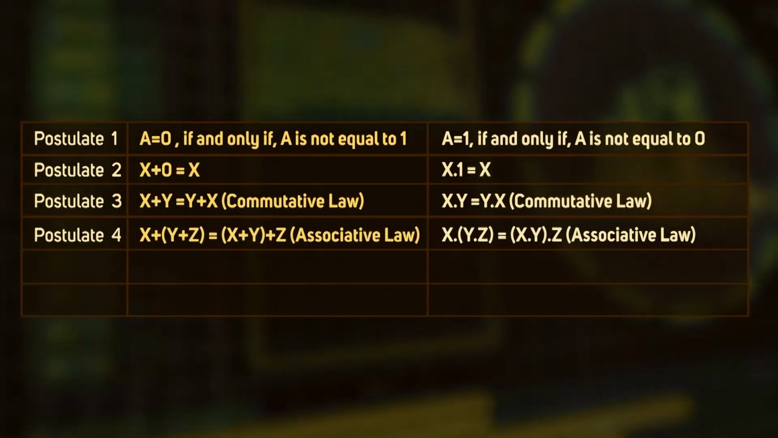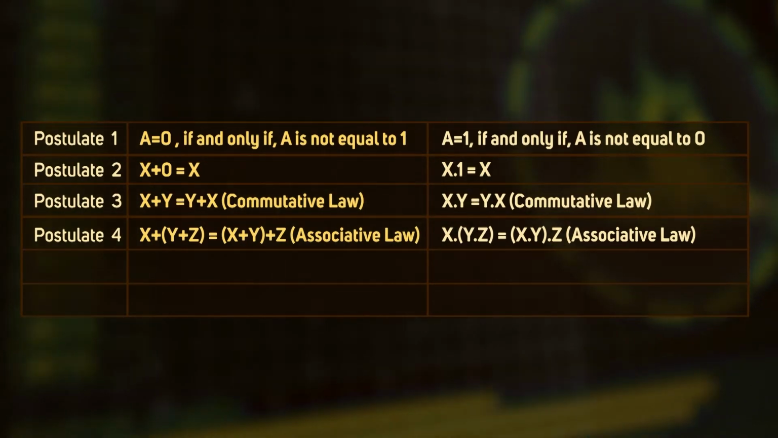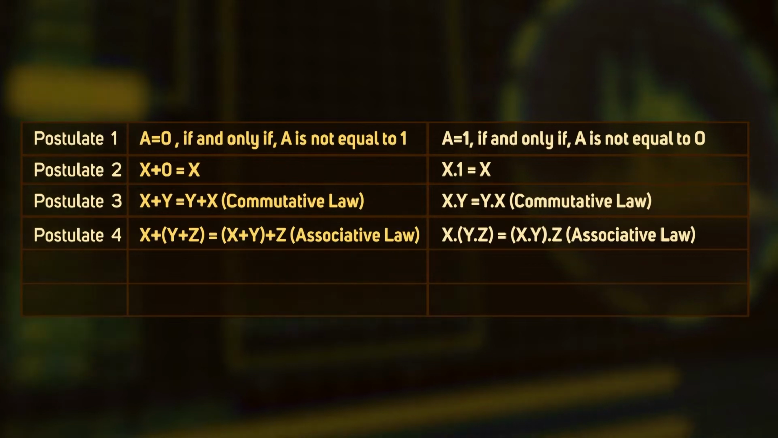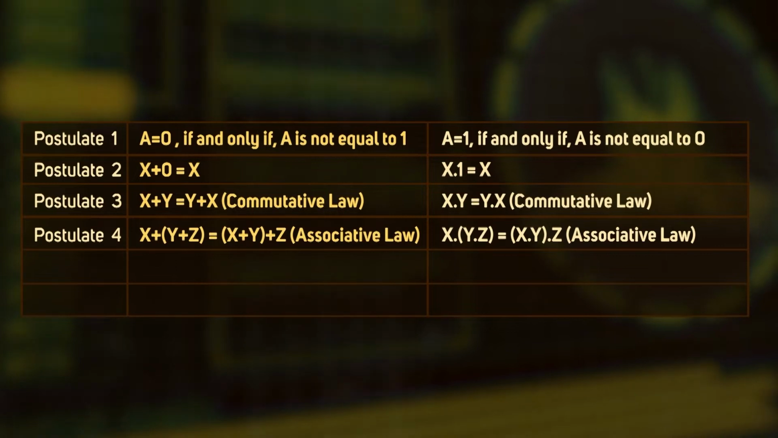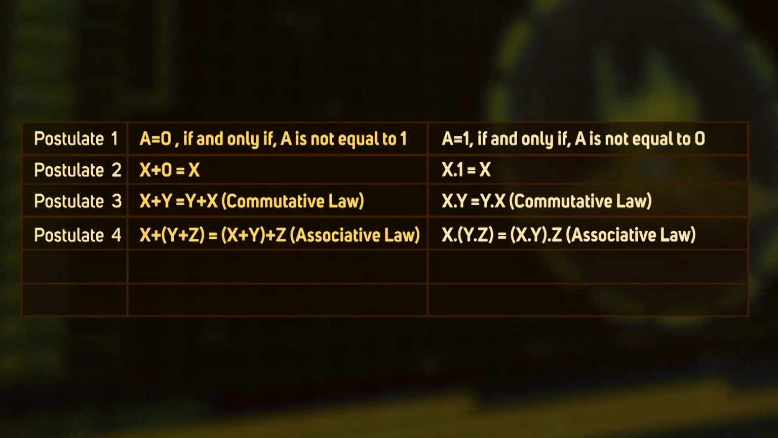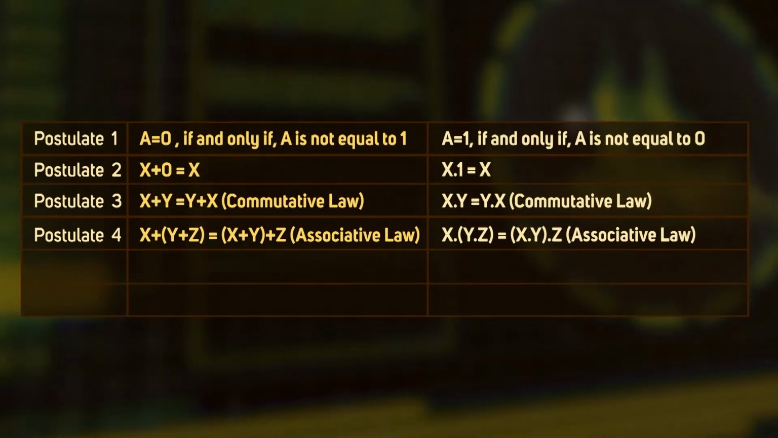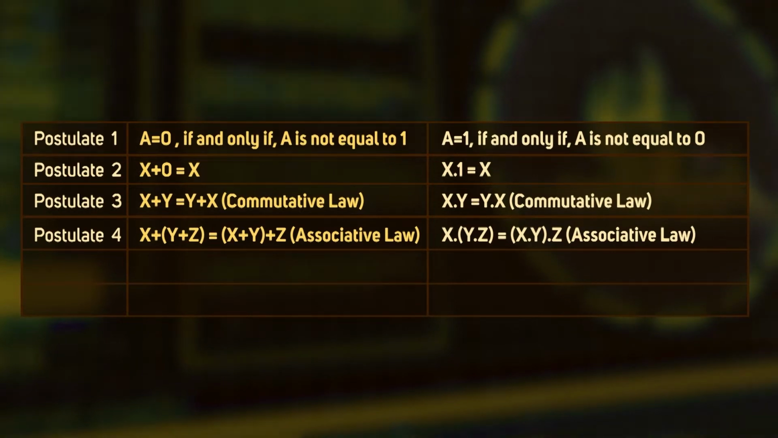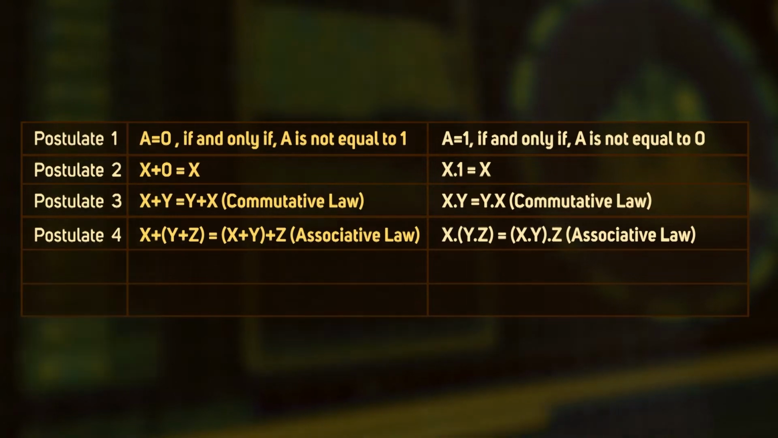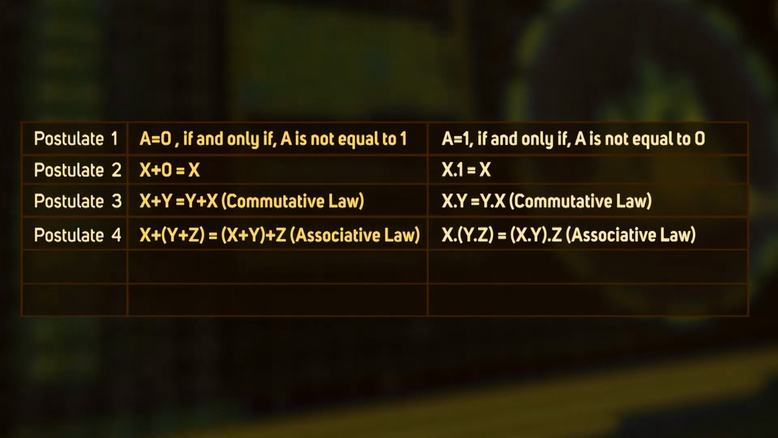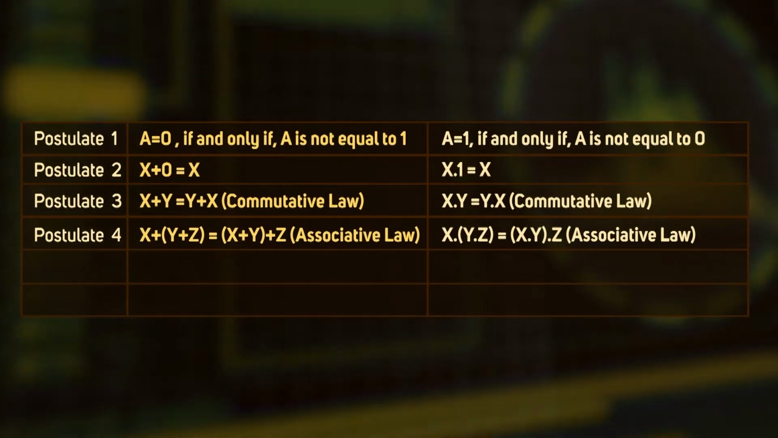The next is associative law, which says x plus (y plus z) equal to (x plus y) plus z. Here we have only a single operator, even though the terms are grouped in a different manner. On the left hand side, y and z are grouped, whereas on the right hand side x and y are grouped. Both LHS and RHS give the same result. Its dual x dot (y dot z) equal to (x dot y) dot z also exists.